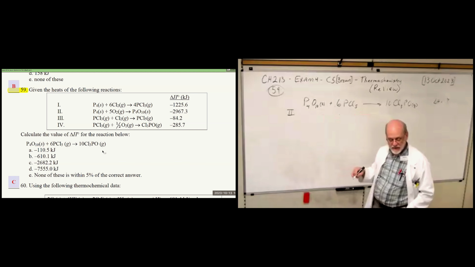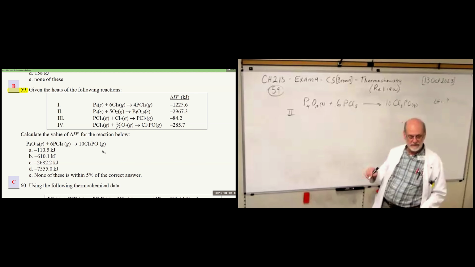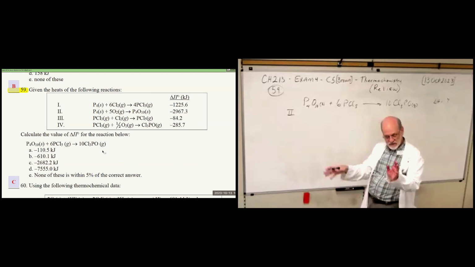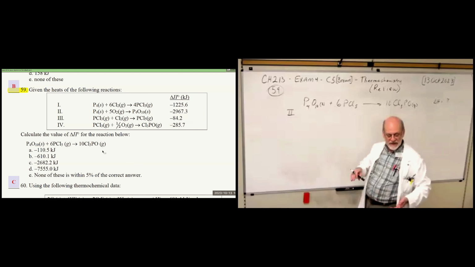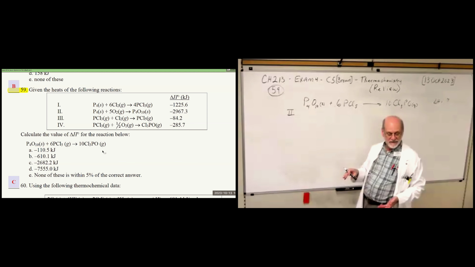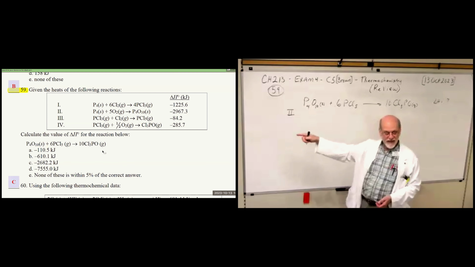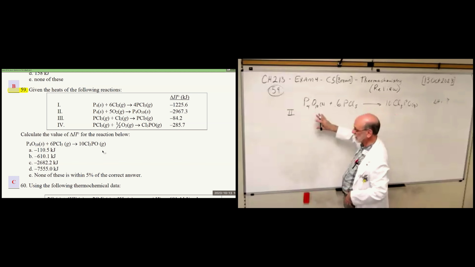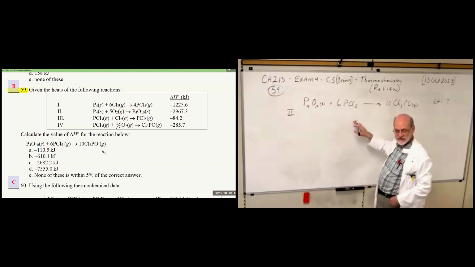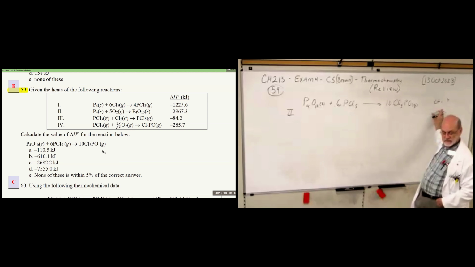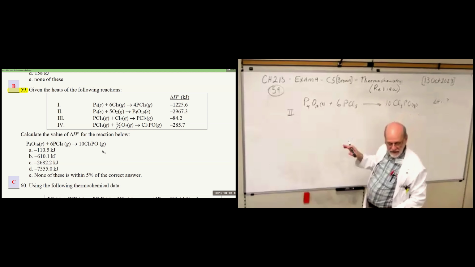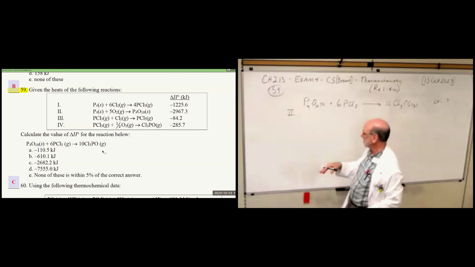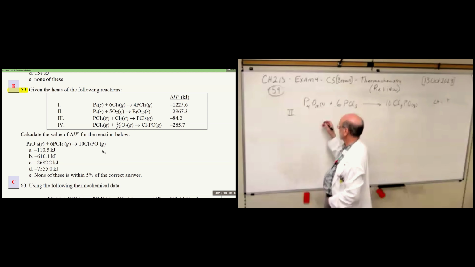But notice that P4O10 is on the wrong side. So what happens when you have to flip the equation? The delta H changes sign. It's exothermic this way, it's endothermic that way. So when we rotate it over and put P4O10 on this side where it needs to be, we change the sign of our delta H. And that's all we're going to have to do because we only need one of them, and there's one of them in that equation. So I'm going to do that one right now.